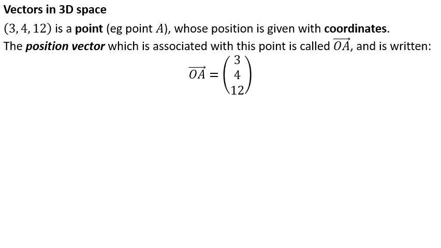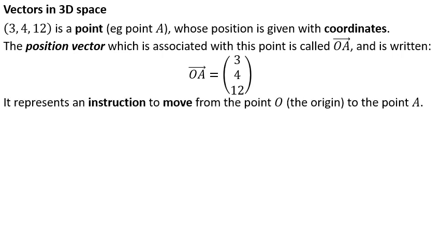You'll sometimes see, particularly in the book, where they don't want to spread across multiple lines, they'll use IJK notation. So this would look like 3i plus 4j plus 12k. But we're not going to worry about that too much here. We'll focus on the columns because they're the most fundamental notation that you'll come across. So the vector OA represents an instruction that will move you from the point O to the point A.